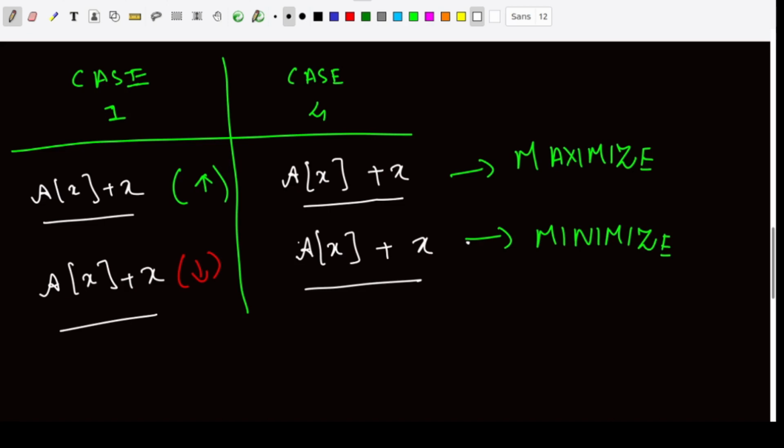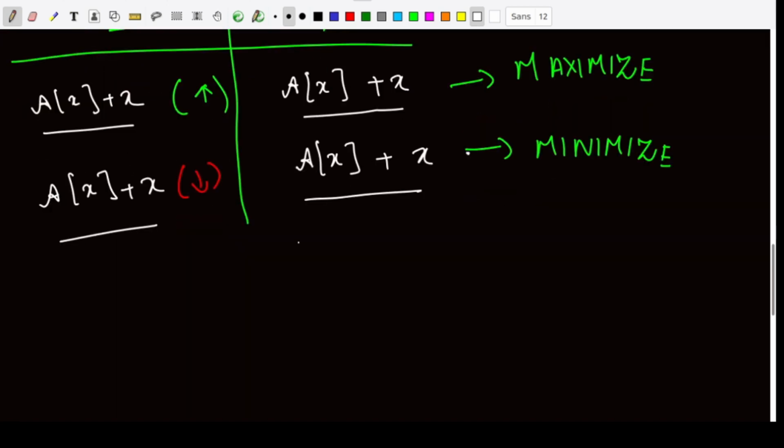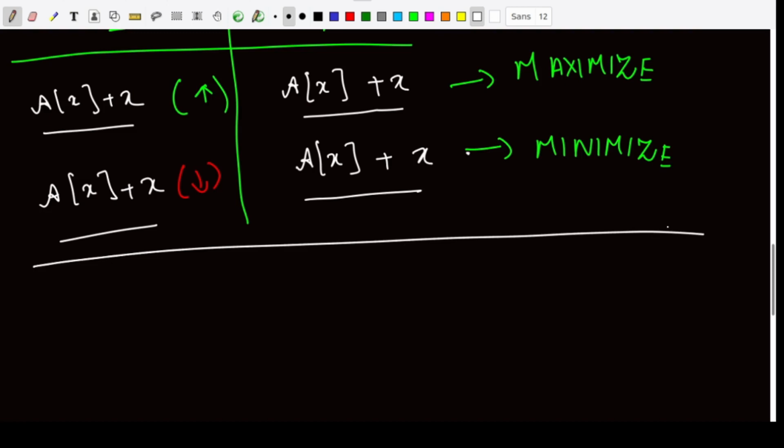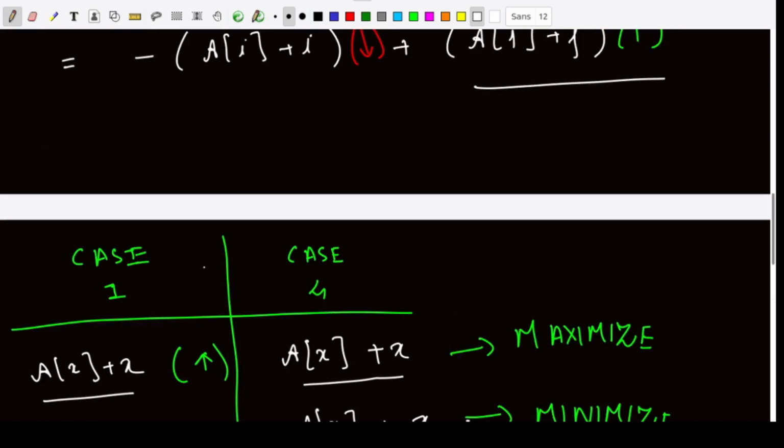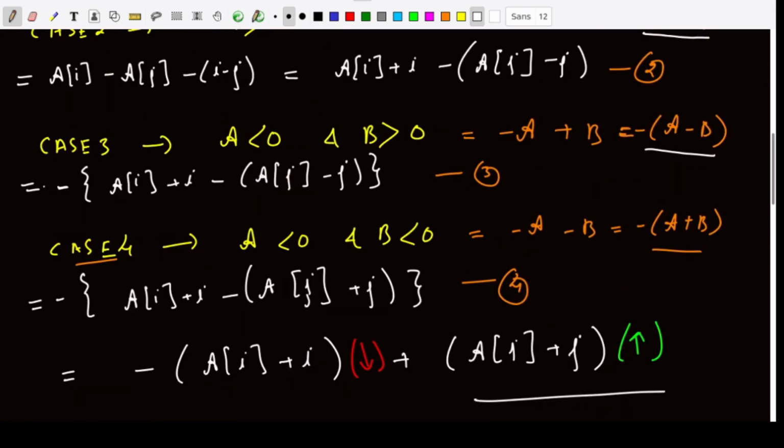I'm sure this would be a bit confusing, so let us explore it a bit further with the help of an example. Our example was, and by the way, on a similar note, case 3 and case 4 are equivalent.